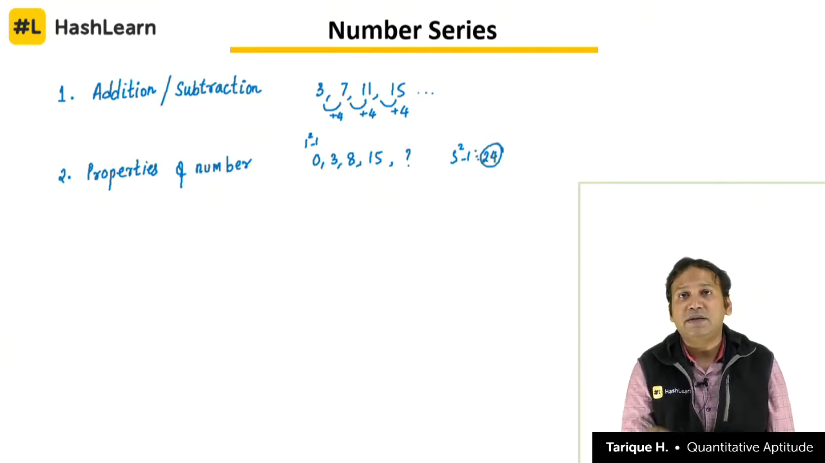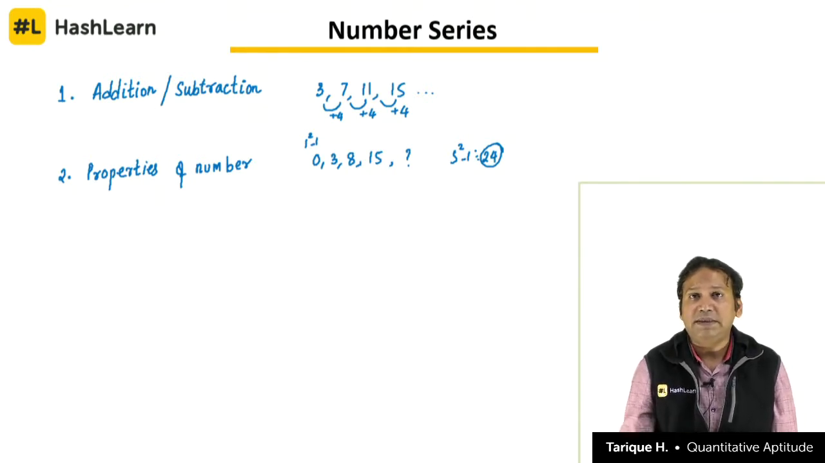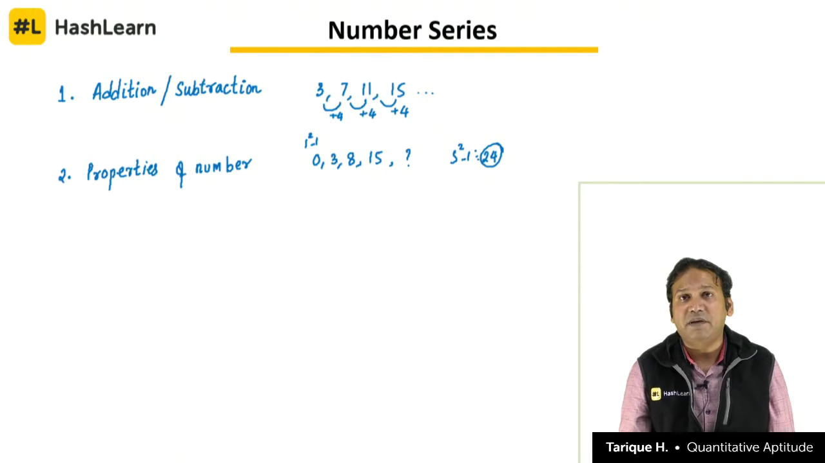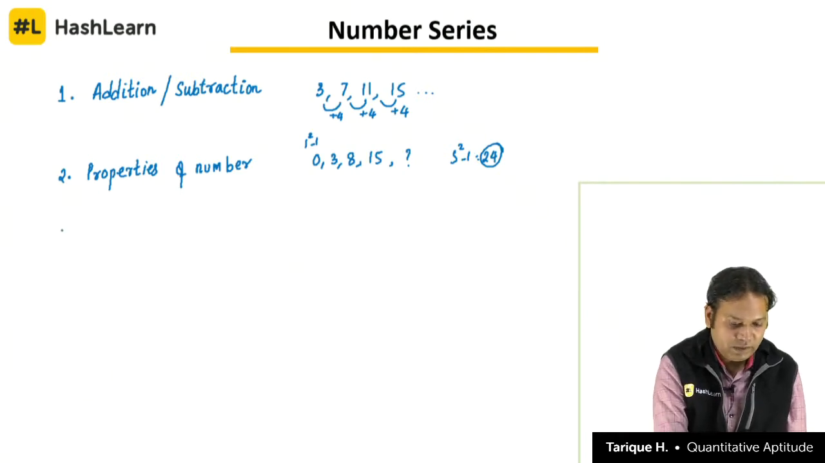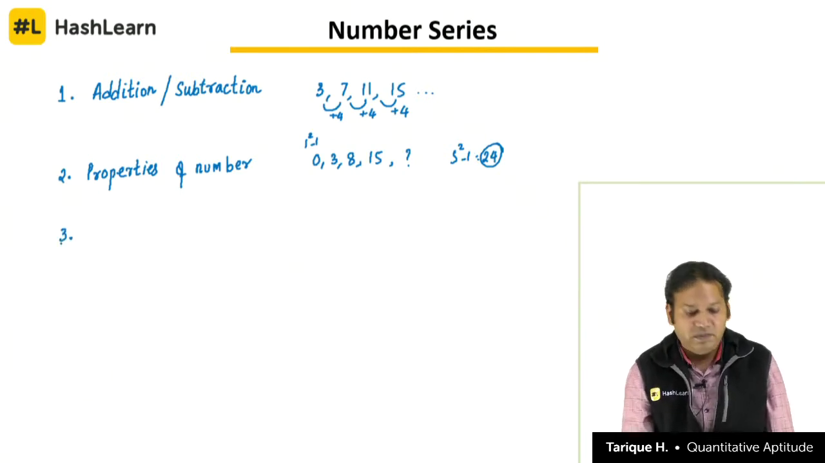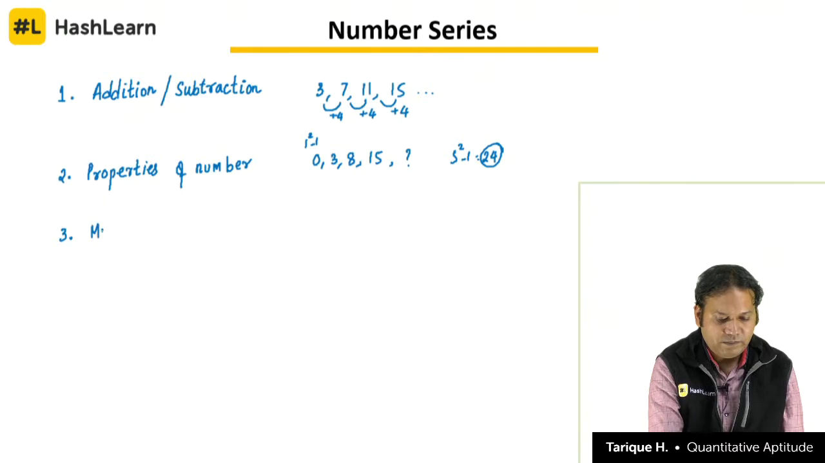So using squares, cubes, factorials of numbers, prime numbers, even odd numbers, multiples of numbers, using these as a difference would be classified under properties of numbers. Third would be questions based on multiplication, a series based on multiplication. So, multiplication series.